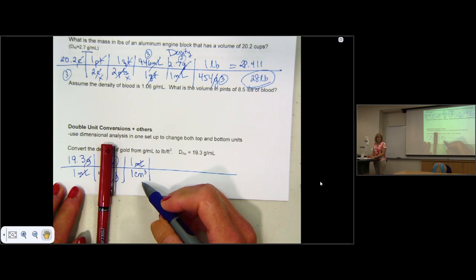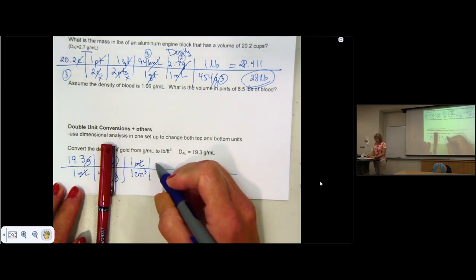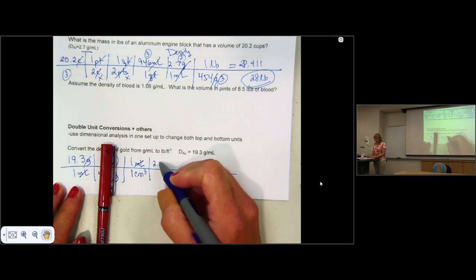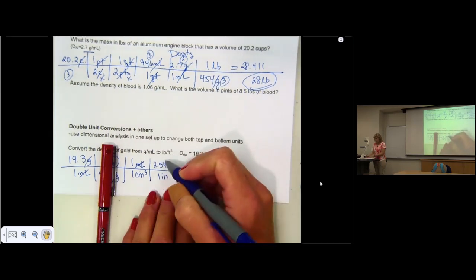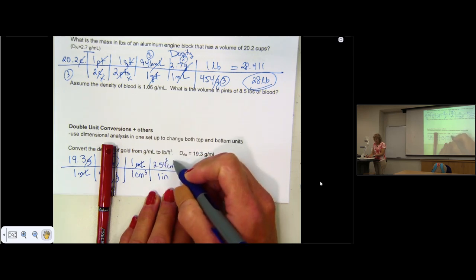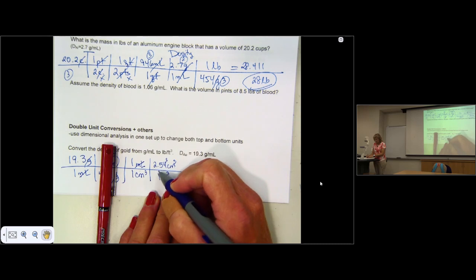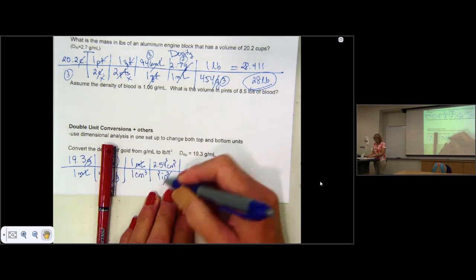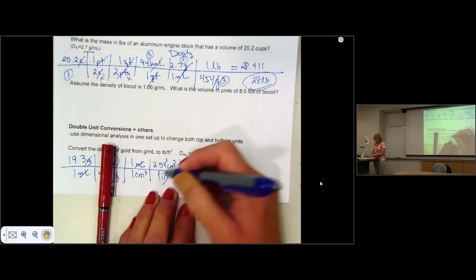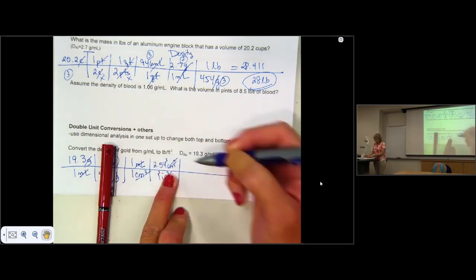We've done this. So what do I put on top? 2.54 centimeters over 1 inch. But in order to make all this work, what do I do? Cube who? Give me more specifics. I want 2.54 cubed, centimeter cubed over 1 inch cubed. And if you need to cube the 1, do it. So, whoops, I canceled that inches cubed. I didn't mean to do that yet.